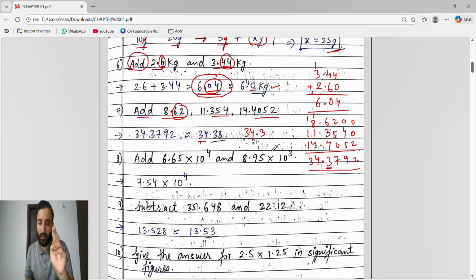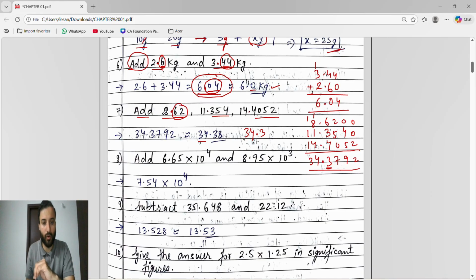Suppose we have to round off to 3 digits, then we keep the first 2 digits as they are. If we have to round off to 4 digits after the decimal, we keep the first 3 digits as they are, and we just round off the last digit.